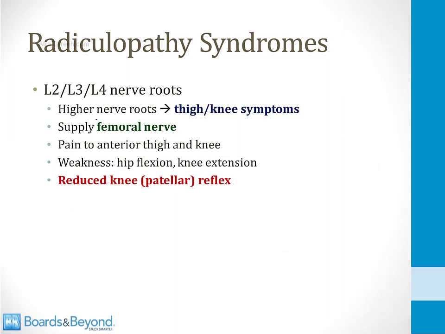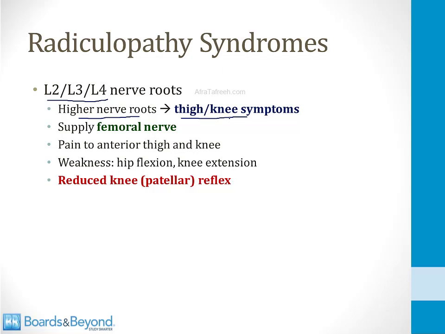L5 and S1 are the most common radiculopathy syndromes, but there are more rare radiculopathy syndromes that involve nerve roots higher in the lumbar spine, like L2, L3, and L4. And an easy way to remember the symptoms of these radiculopathy syndromes is that just like they are higher nerve roots, they tend to cause symptoms that are higher in the leg, such as symptoms in the thigh or knee.